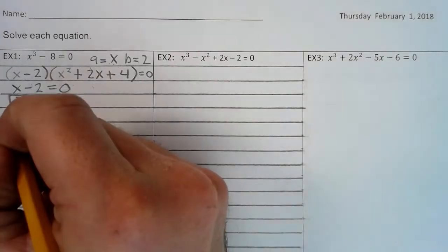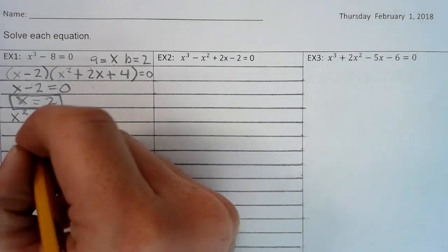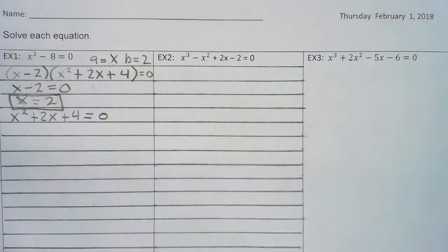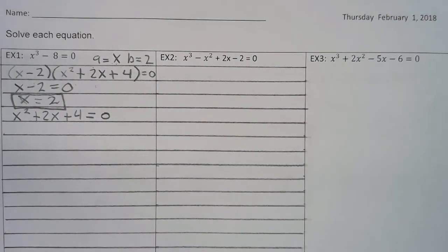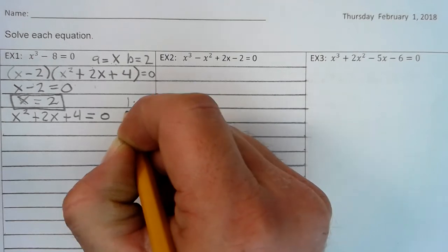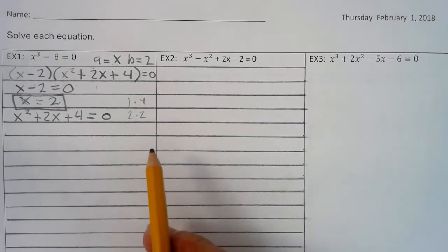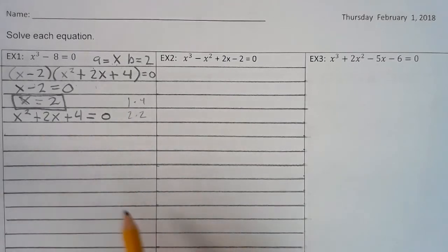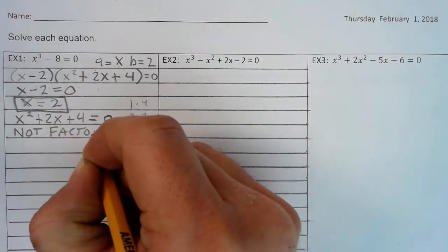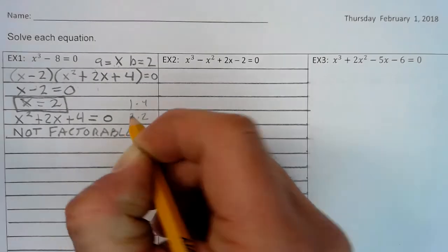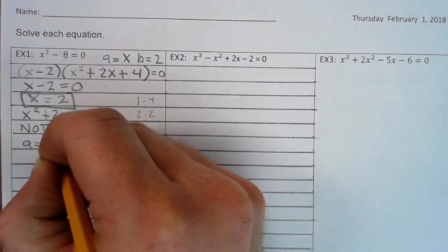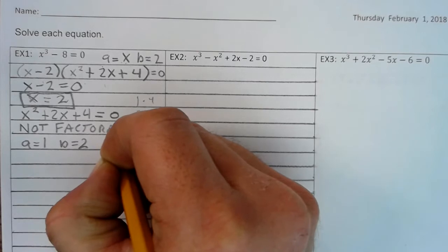All right, now we're going to set x squared plus 2x plus 4 equal to 0. And we're going to look to factoring. So we look at 1 times 4 and 2 times 2, the only combinations that make 4. None of them will combine to be 2x, so we know that this is not factorable. Okay, so we're going to use the quadratic formula. So a equals 1, b equals 2, c equals 4.